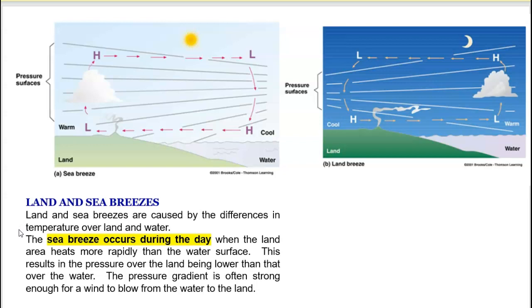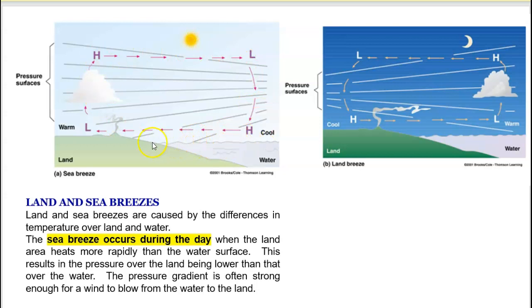Land and sea breezes are just natural occurrences that happen based on differences in the temperature over land and water. Sea breezes occur during the day when the land heats more rapidly than the water. This results in the pressure over the land being lower than the pressure of the air over the water. So here is our sea breeze during the daytime. The warm land heats up that air, the air sinks as it moves over the water, and we create this circulation pattern.